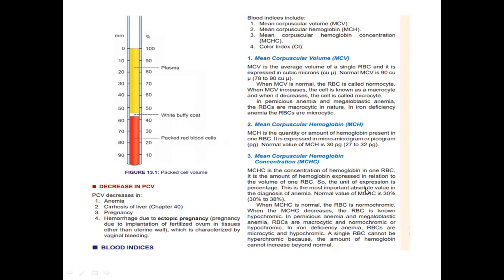This is the most important absolute value in the diagnosis of anemia. So when you want to diagnose anemia, the most important index is the mean corpuscular hemoglobin concentration. The normal value is 30%, but it ranges between 30% and 38%. So this is the most important one, because we are comparing not just the concentration of the hemoglobin, but also the amount of the red blood cell. Good. Now, when mean corpuscular hemoglobin is normal, the red blood cell is normochromic.